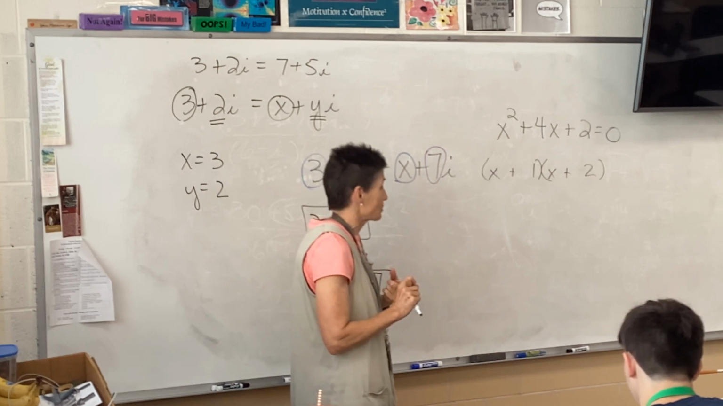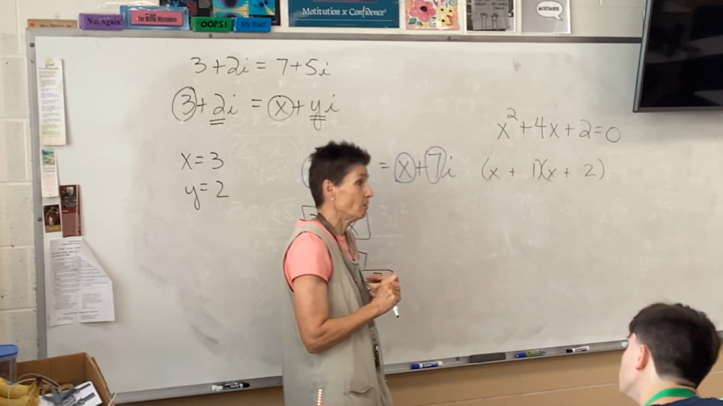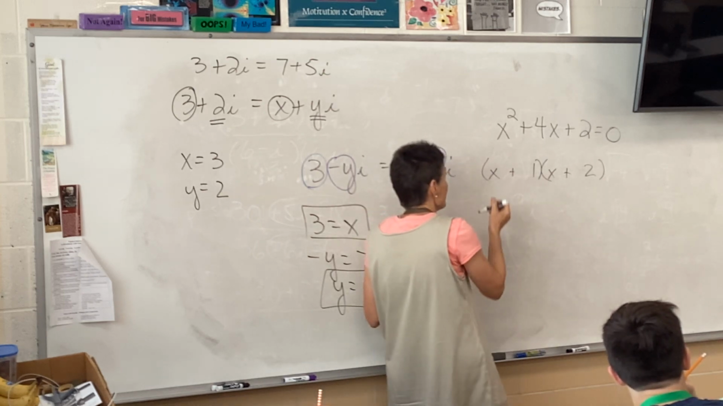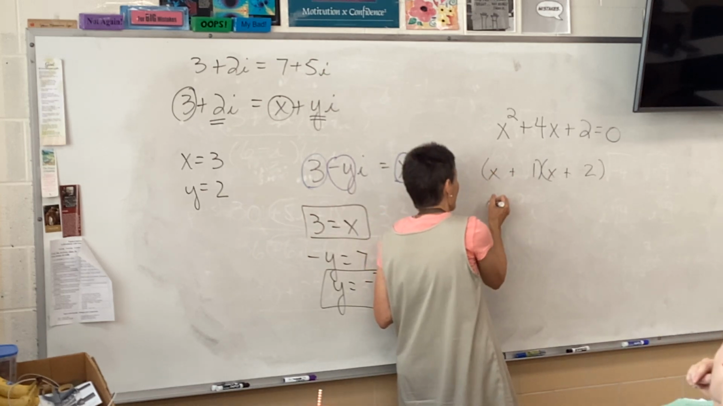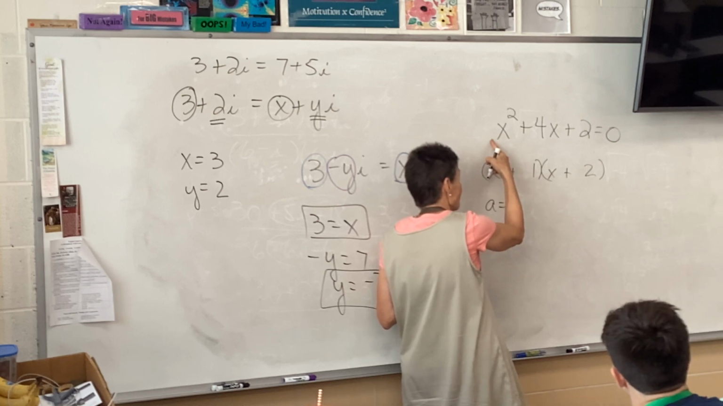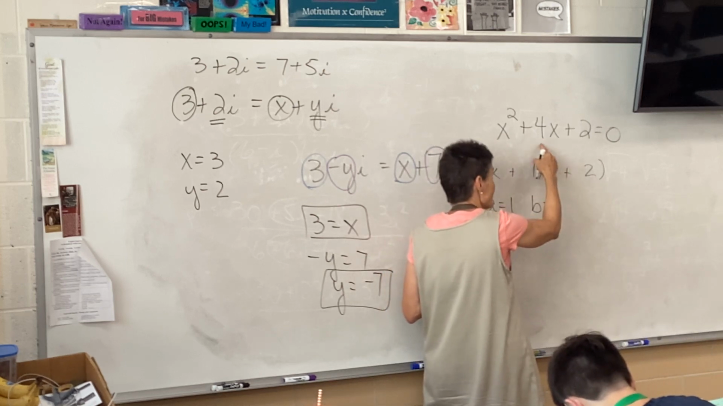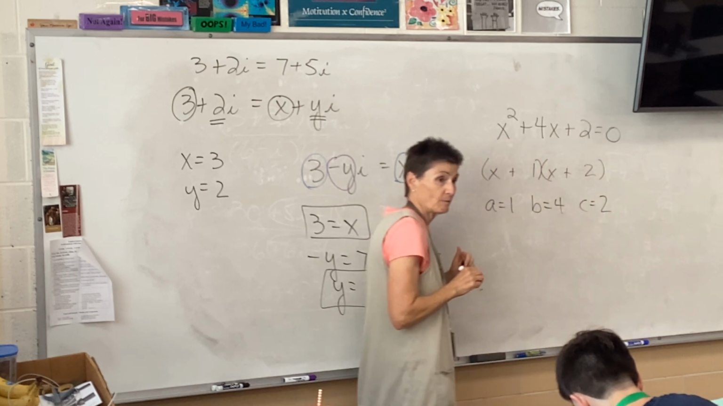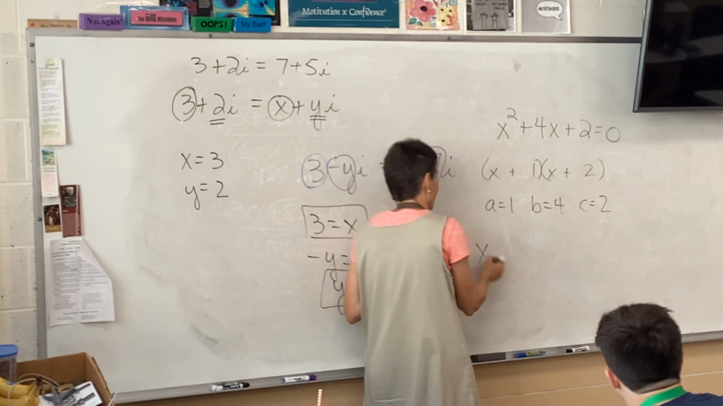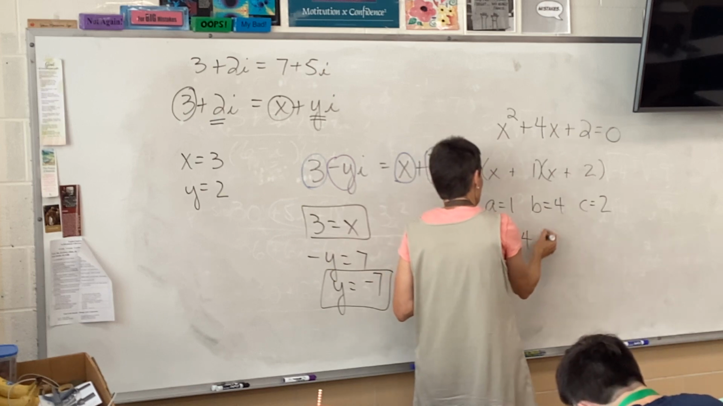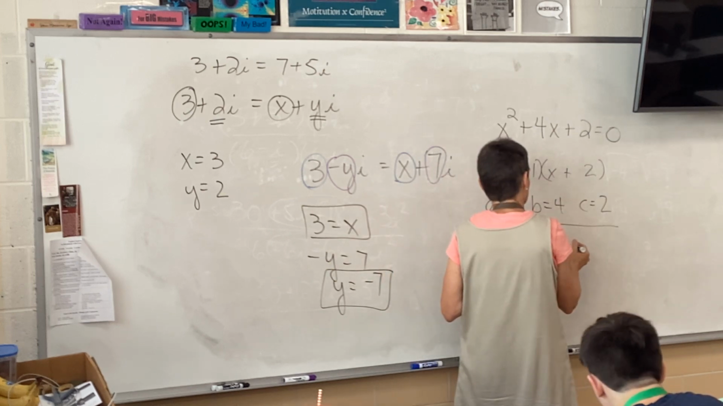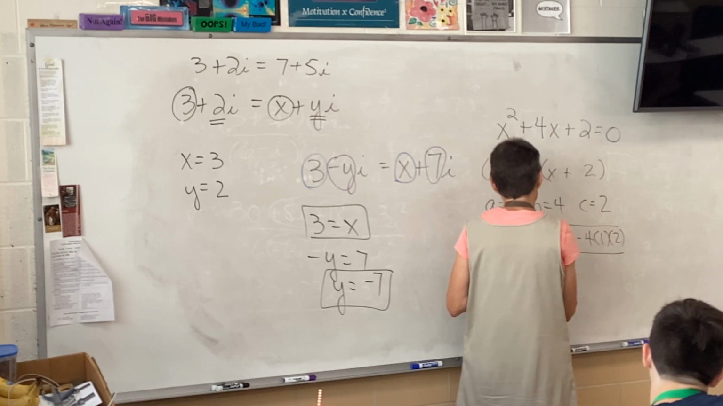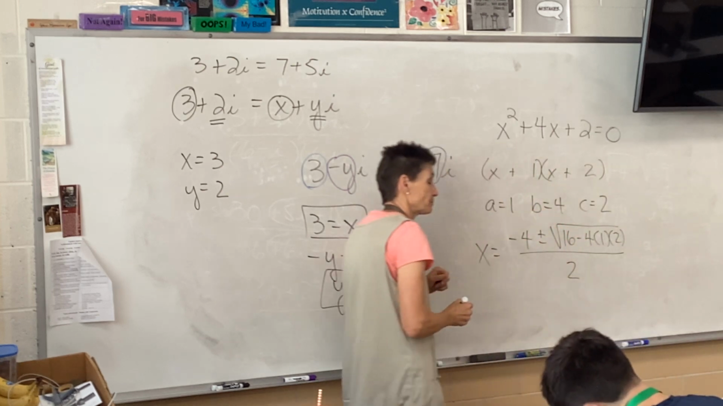So what else do we have as options, Daryl? We can always use the quadratic formula. And if we use the quadratic formula, our A is 1, our B is, and our C is, okay, that's the quadratic formula. Here we go. X equals negative B plus or minus the square root of B squared minus 4AC all over 2A.